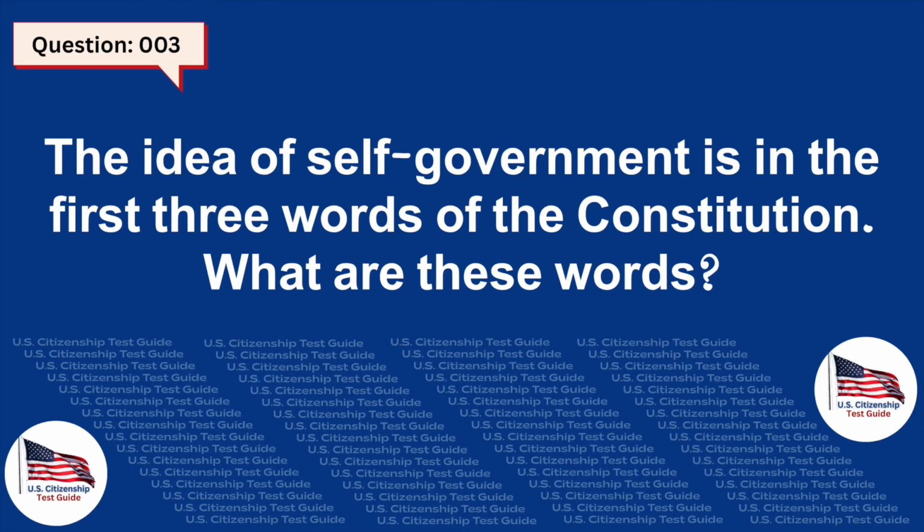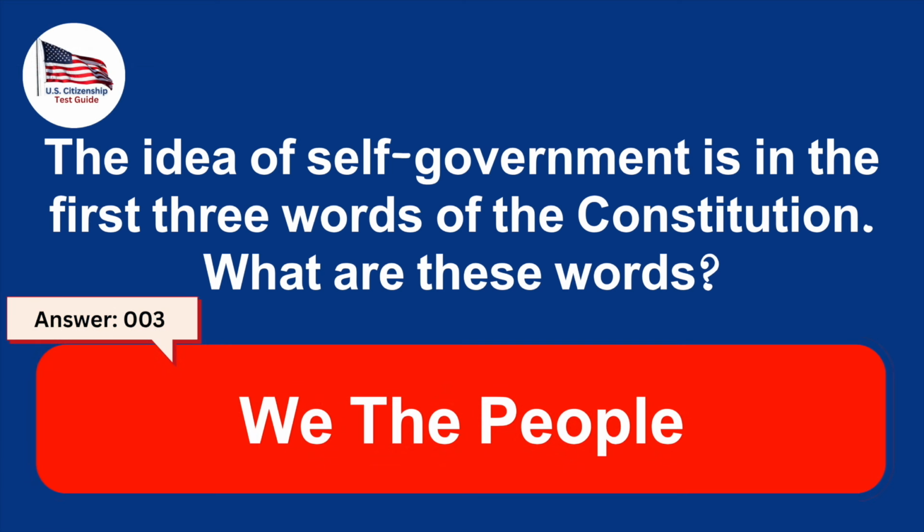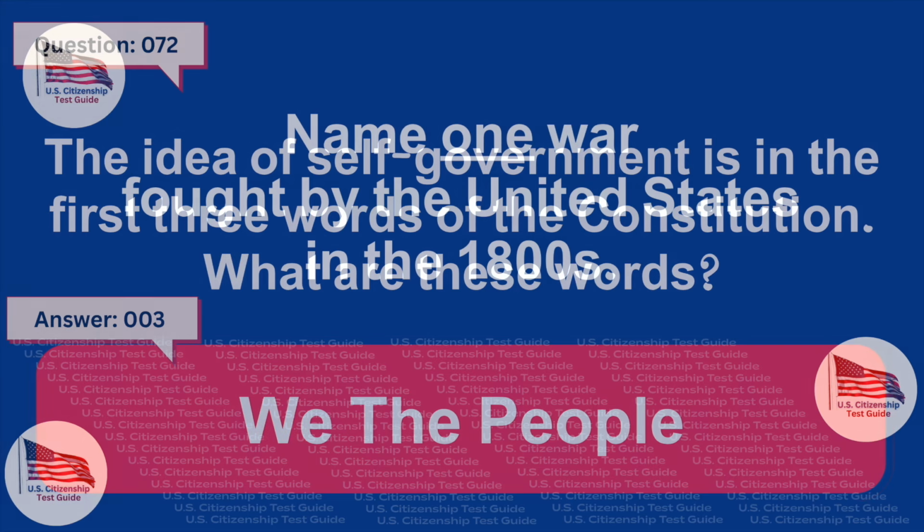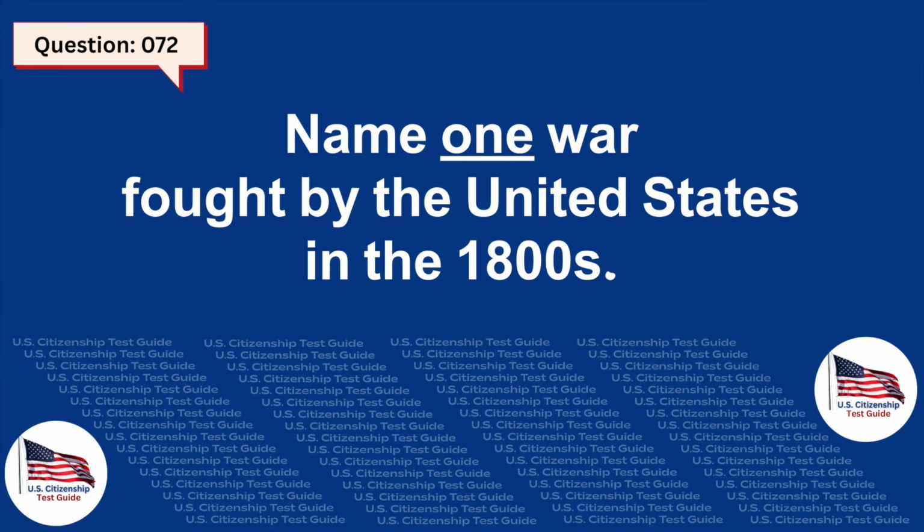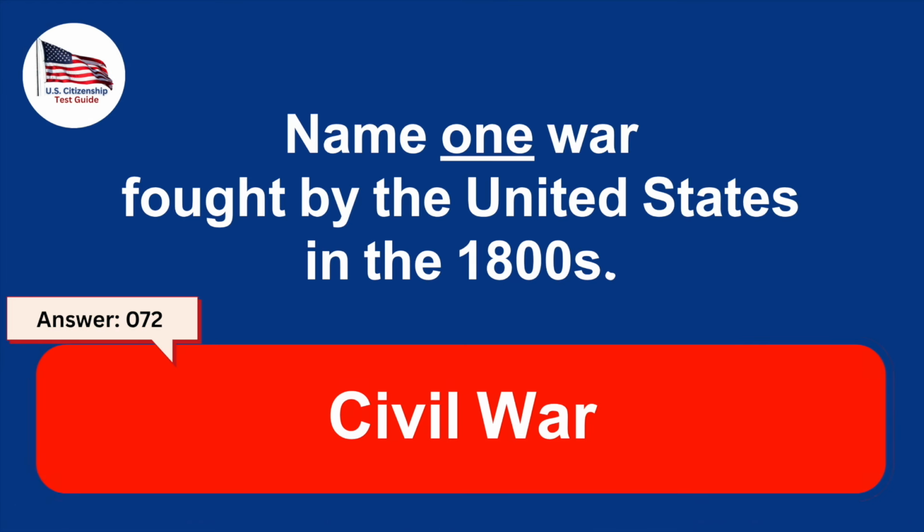The idea of self-government is in the first 3 words of the Constitution. What are these words? We the people. Name one war fought by the United States in the 1800s. Civil War.